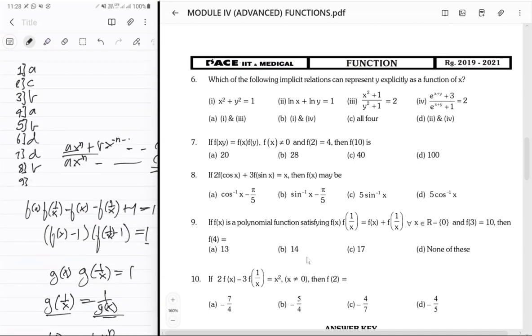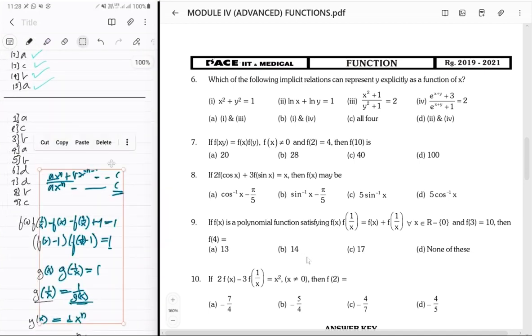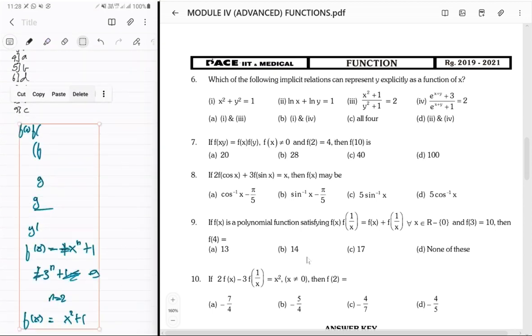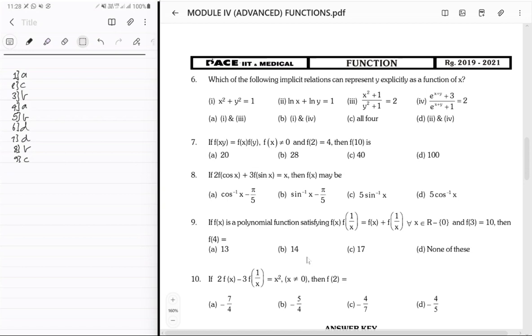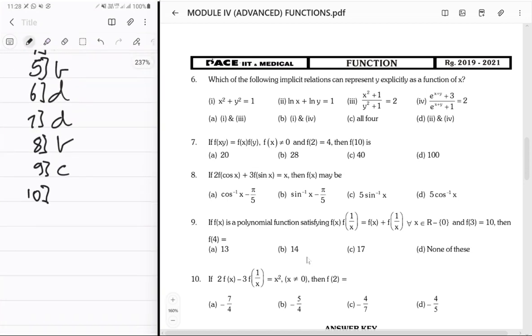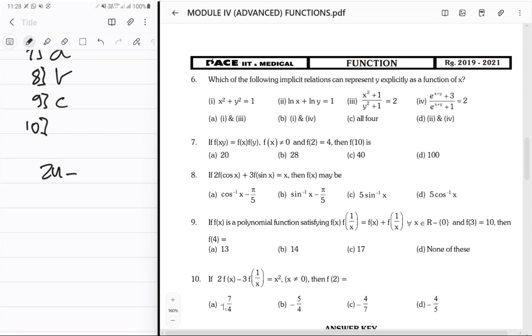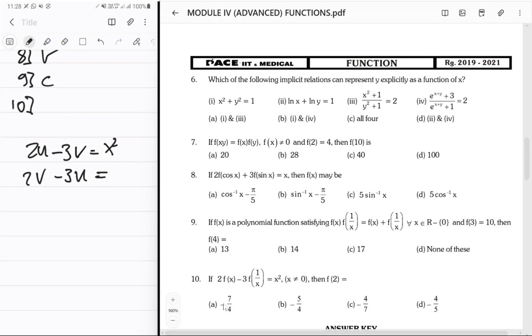Next question. The 10th is: if 2 f of x minus 3 f of 1 upon x is equal to x squared, then f of 2 is... Okay, so pretty much the same as what we got previously. Just call f of x as u and f of 1 upon x as v. So you got 2u minus 3v is equal to x squared, and then instead of x, just replace this by 1 upon x. So you got 2v minus 3u, that's equal to 1 upon x squared.